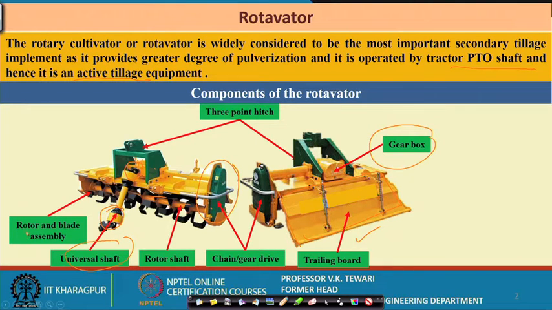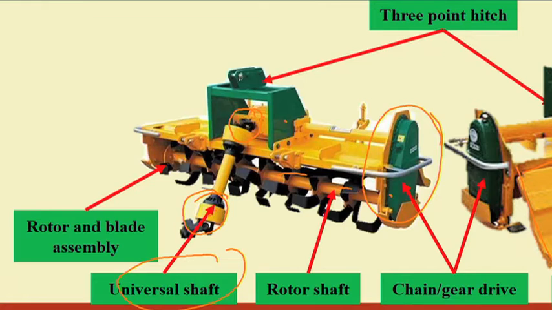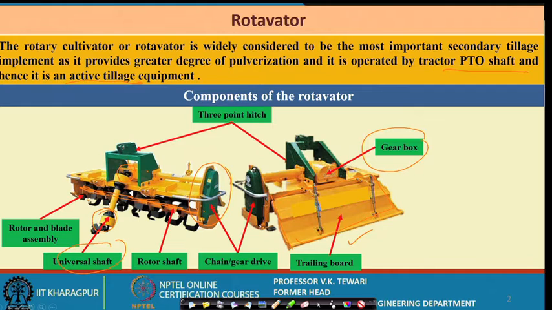Then the rotor and the blade assembly. You can see here that this is the rotor shaft, and on that shaft there are several single discs, and on each one of these discs there are blades. We will talk of this slightly later, but these blades help us in cutting the soil as well as the stubble when the equipment moves.